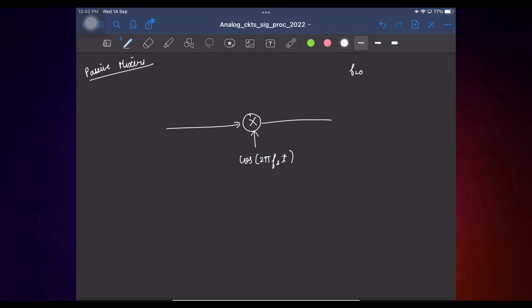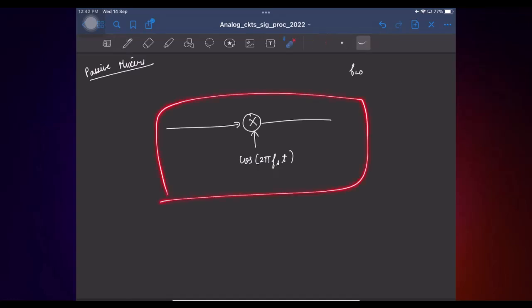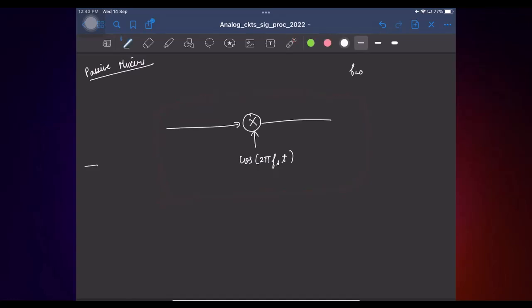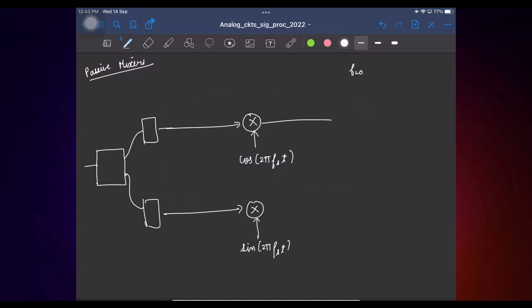And in practice, we don't just do this. What we do is we take the incoming digital bits. We actually take one half of the bits, convert them to analog pulses, and modulate with cos. The remaining half of the bits, we convert to the same analog pulses and modulate with sine, and then we add.